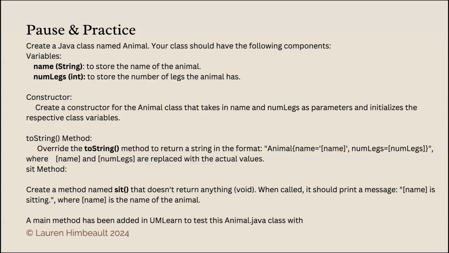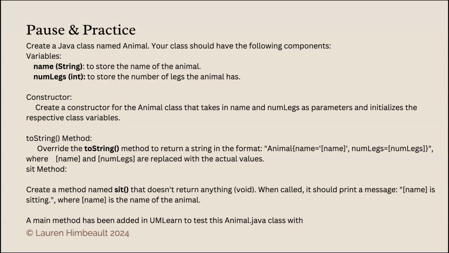All right, so at this point, we have covered everything we needed to meet our learning goals for this topic. So let's do a little bit of practice. Let's create a Java class named animal, and you're going to have a name and a number of legs. You're going to create 3 different methods here. You're going to create your constructor so that it actually passes in the name and the number of legs as parameters and initializes them appropriately to the instance variables.